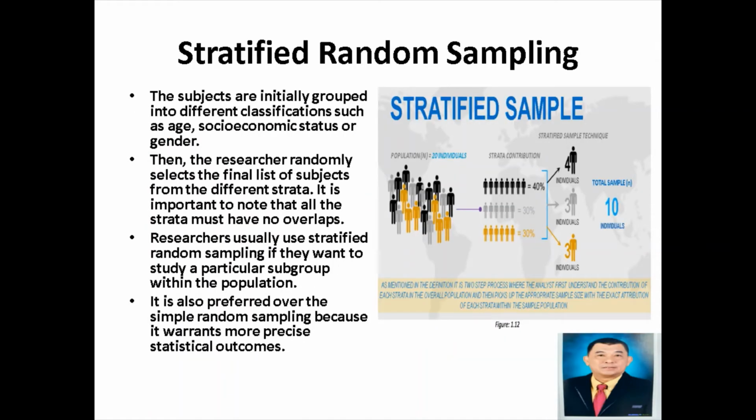The second type of probability sampling is stratified random sampling. This is preferred over simple random sampling because the statistical outcome is more precise when you are using stratified random sampling, and that is one. Now, researchers usually use stratified random sampling if they want to study a particular subgroup within the population.